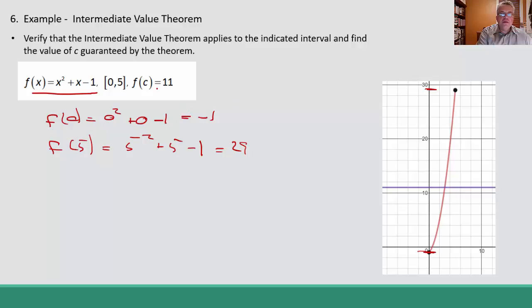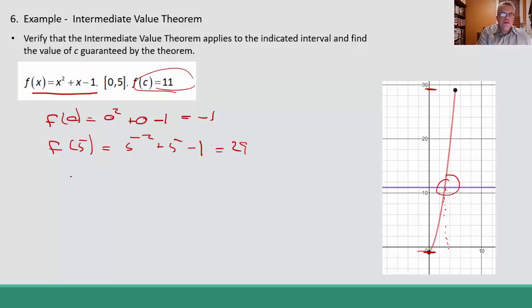And this problem's asking, well, where is it equal to 11? That's right here. So the function, because it's continuous, because we're not going to lift our pen when we're drawing it, has to cross y equals 11 at least once to get from here to there. And we're looking for the value or values. It might cross it more than once where that's true.